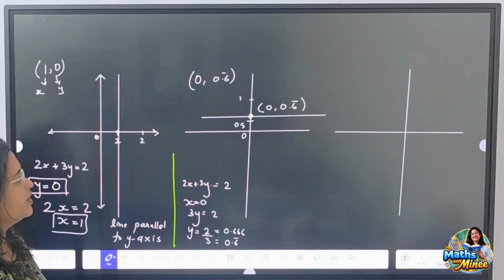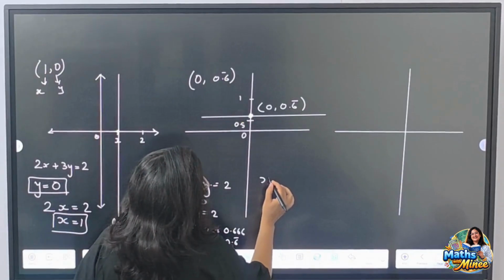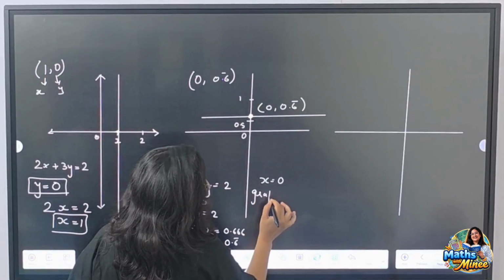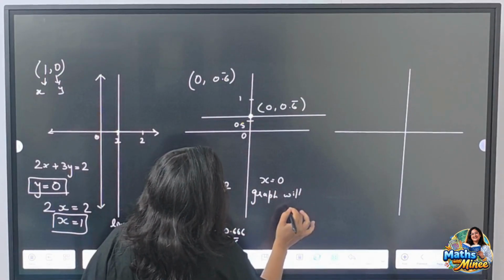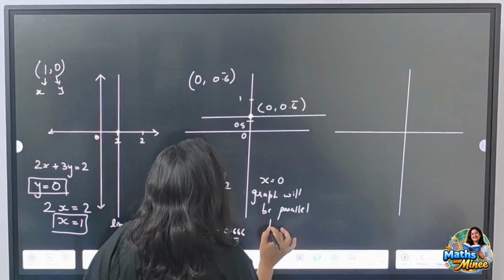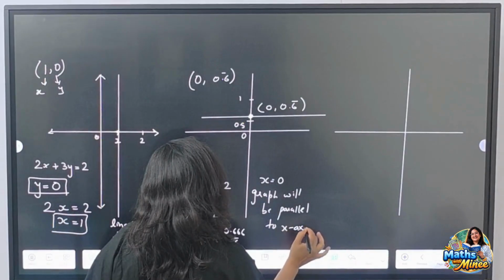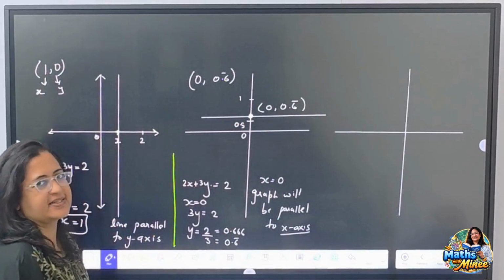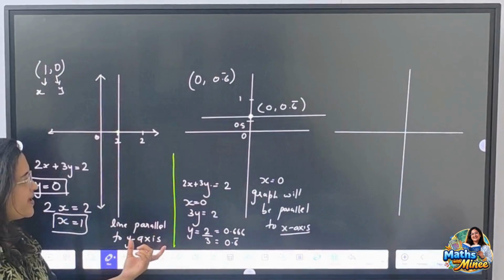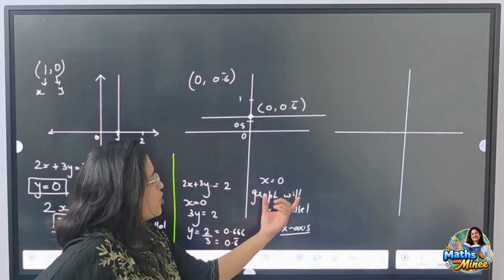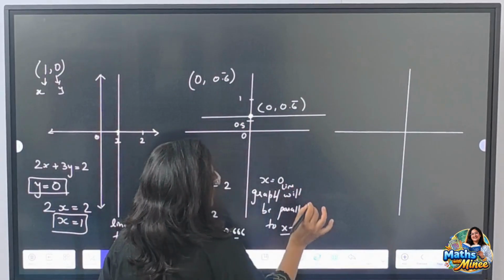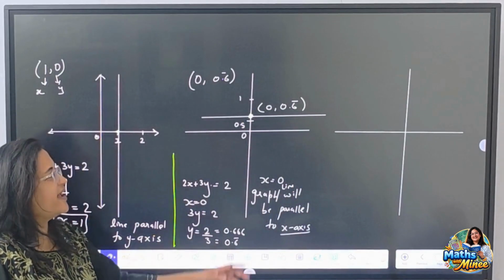Clear? So here when you get x is equal to 0, the graph which will be there, graph will be parallel to x-axis. When your value of y is equal to 0, line is parallel to the y-axis. Here the line or your graph will be parallel to the x-axis. Clear? So line will be parallel to the x-axis.